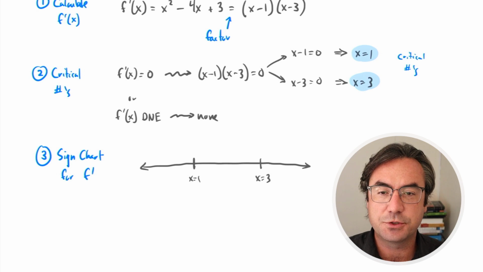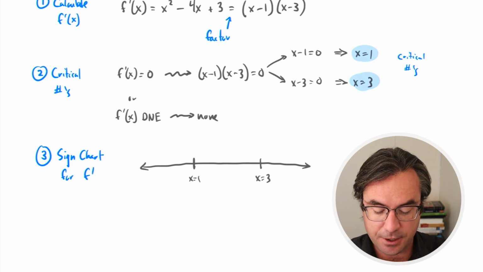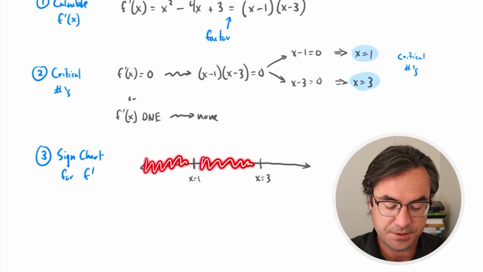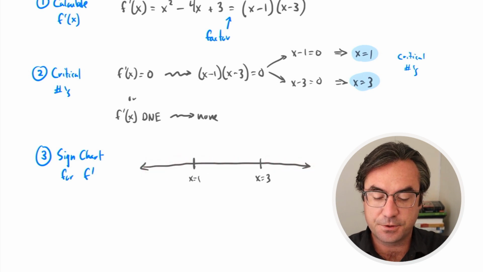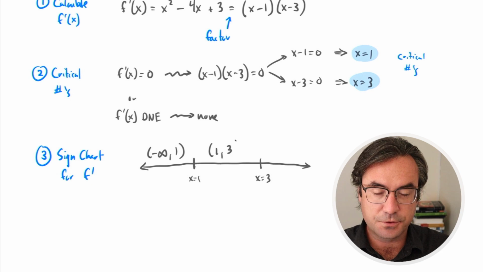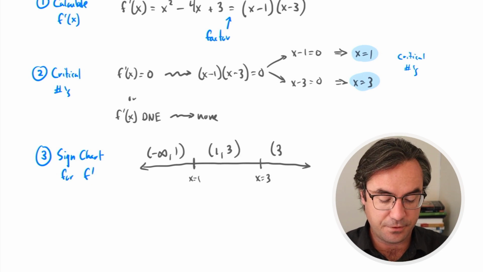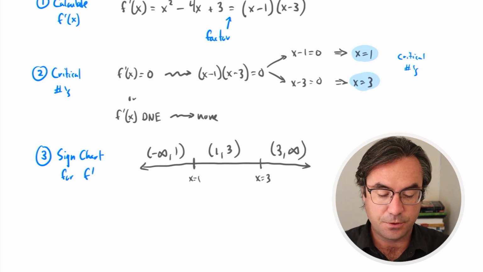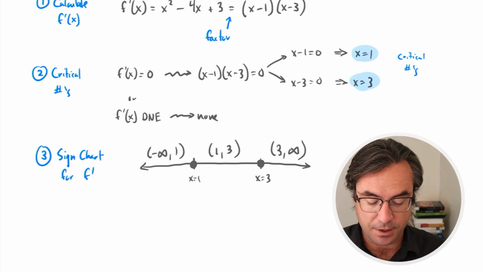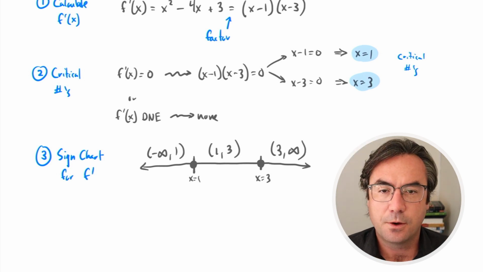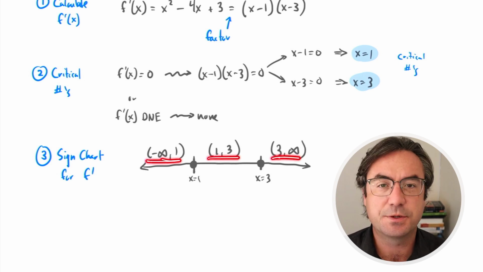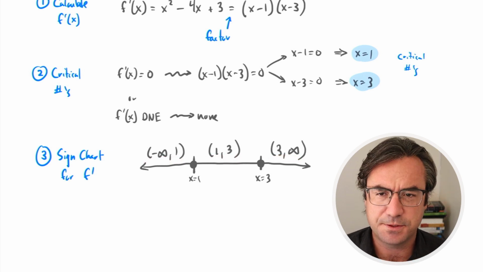Okay, so what these critical numbers do is they really split up our x-axis into 3 regions, 3 intervals. So the first interval goes from minus infinity to 1. The second interval goes from 1 to 3. And then the third interval here goes from 3 to infinity. So those critical numbers split up the x-axis for us. And we're using parentheses for these intervals because we're thinking of these as open intervals.